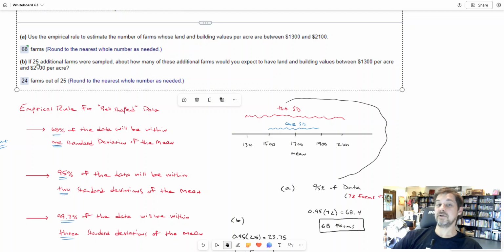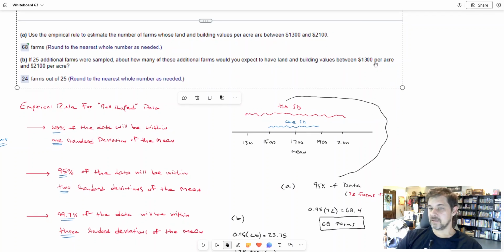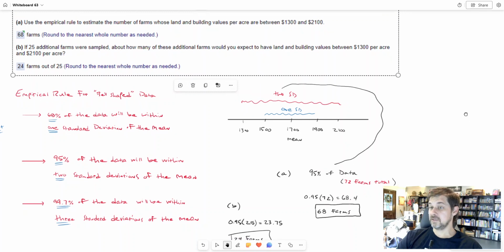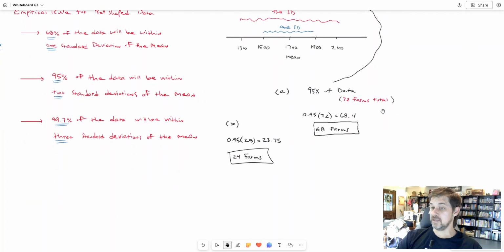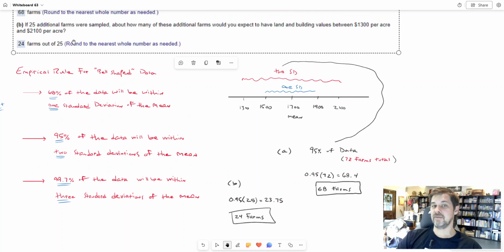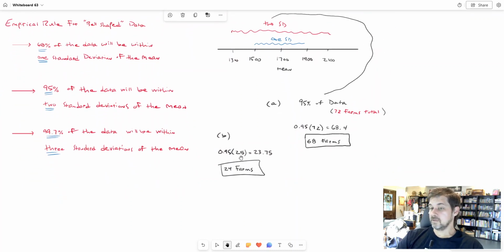Part B says, what if there were 25 more farms in the sample with the same mean and standard deviation? How many of those farms would be in this range of values? Well, that range of values, 1,300 to 2,100, is still two standard deviations. So it's still 95%. If you add 25 more farms, 95% of those 25 are still going to be within the range that I was given. 95% of 25 is 0.95 times 25. That's 23.75. And rounding that to the nearest whole number, like it says, gives me 24.